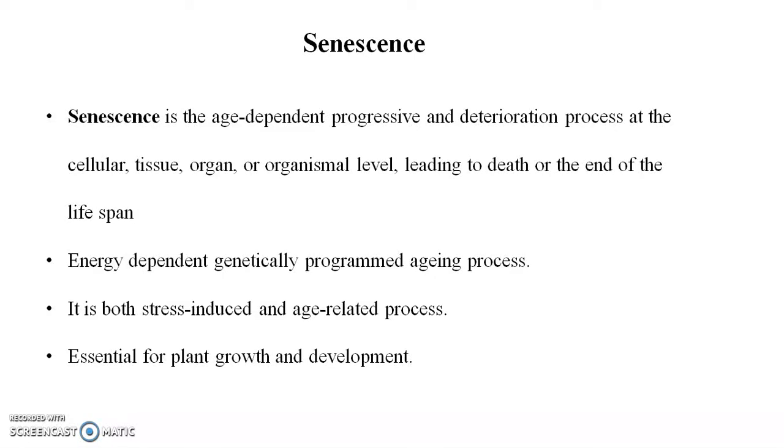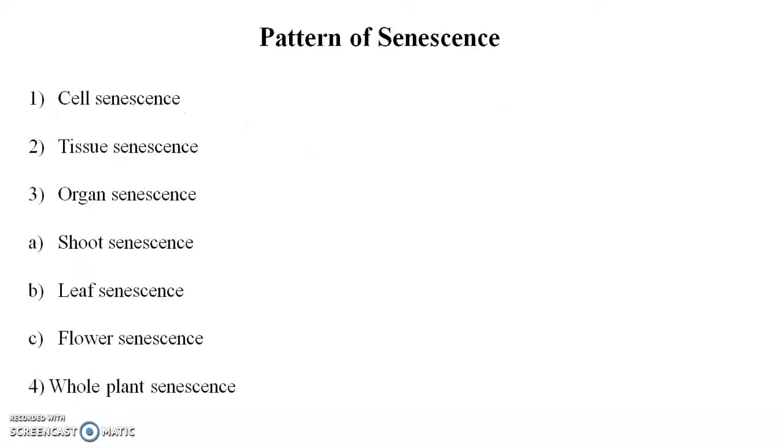It is essential for plant growth and development. Then, patterns of senescence. There are different patterns of senescence. First is cell senescence, second is tissue senescence, third is organ senescence. In organ senescence, there are another three types: shoot senescence, leaf senescence, flower senescence. And fourth is whole plant senescence.